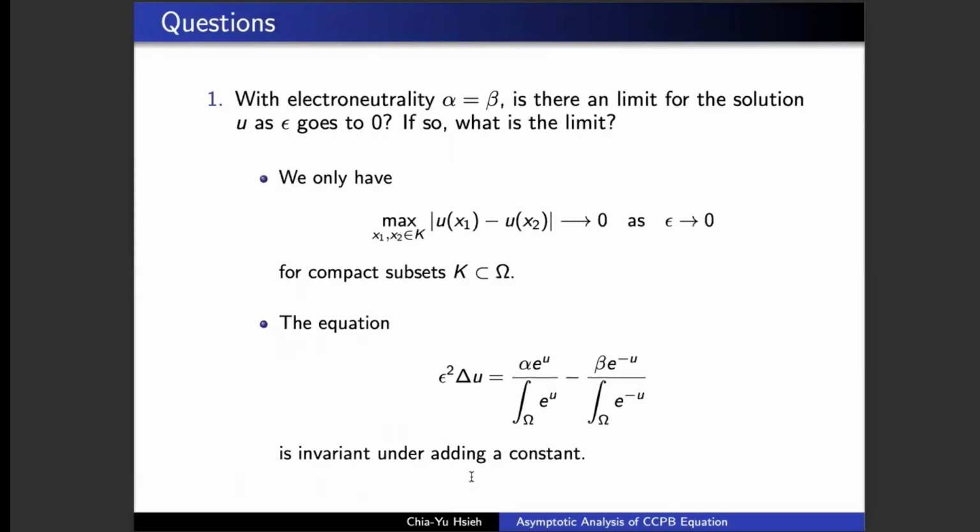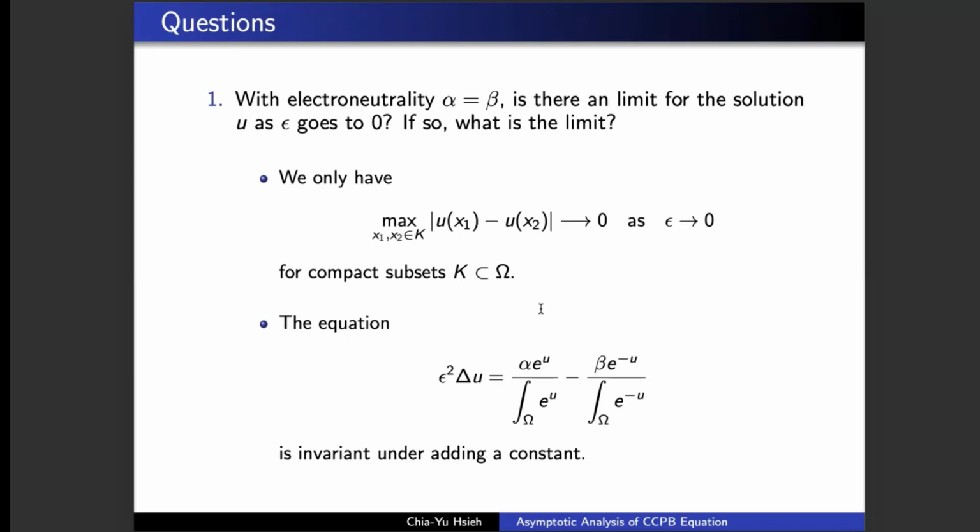Okay, so now we want to ask some questions. The first one is, for dimension n greater than or equal to 2, we only know that the solution becomes a flat profile. Can there be a limit for the solution as epsilon goes to 0, as in the one-dimensional case? Of course, this result only gives us that it becomes flat, but it cannot prevent the possible oscillation.